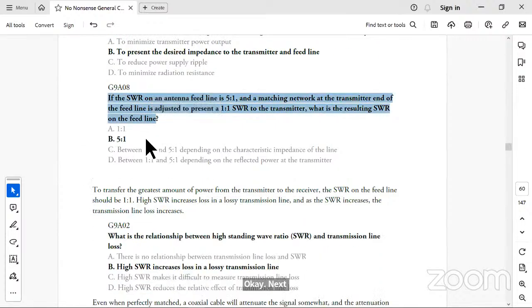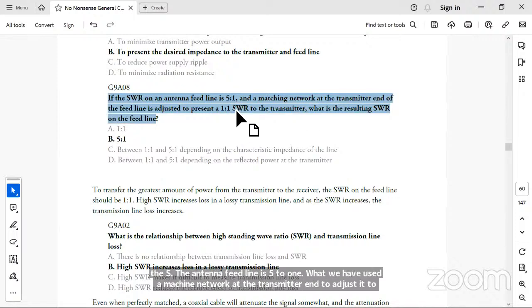Next question. If the SWR on an antenna feed line is 5:1, and the matching network at the transmitter end of the feed line is adjusted to present a 1:1 SWR to the transmitter, what is the resulting SWR on the feed line? So that's a bit of a trick question. It's a kind of long-winded question, but we discussed what this means in the theory. So the SWR on the antenna feed line is 5:1, but we have used a matching network at the transmitter end to adjust it to 1:1. So in other words, we fool the transmitter into thinking it's 1:1.